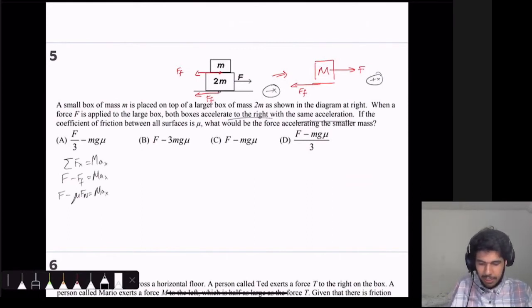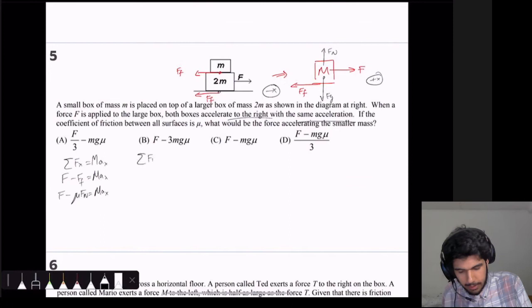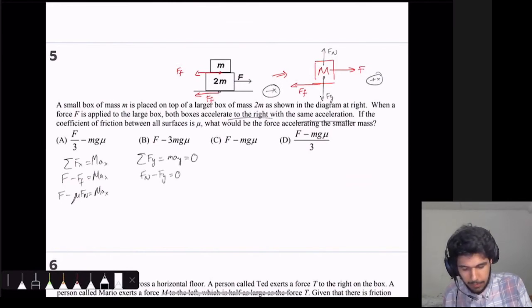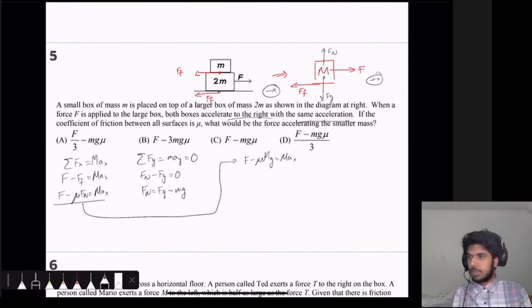Well, to compute F_n, we need to sum the forces in the y direction. So in the y direction, we have F_g pointing downwards, F_n pointing upwards, right? And it's not accelerating in that direction, so the sum of the forces should be 0. F_n minus F_g equals 0, F_n equals F_g equals Mg. So if we do some substitution, we get F minus mu Mg equals Ma_x. Should probably change this to be a capital M. Right? That's just what's going on there.